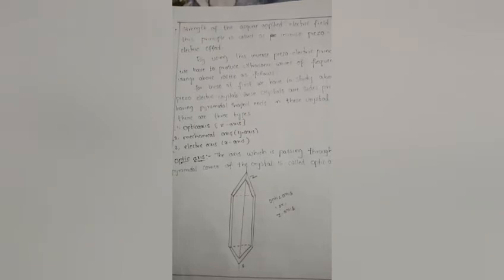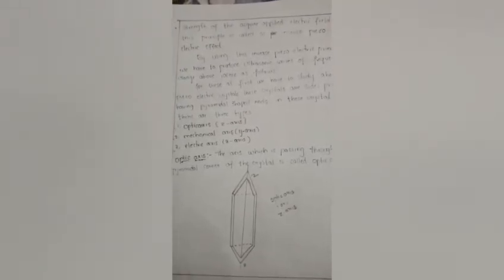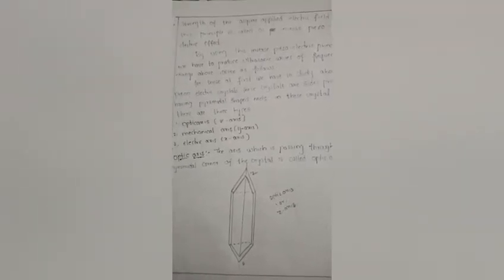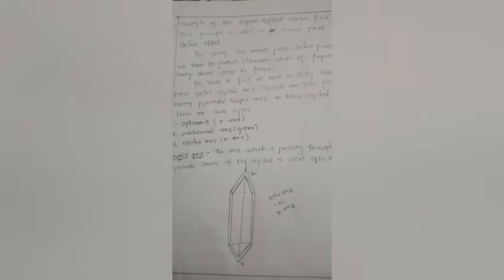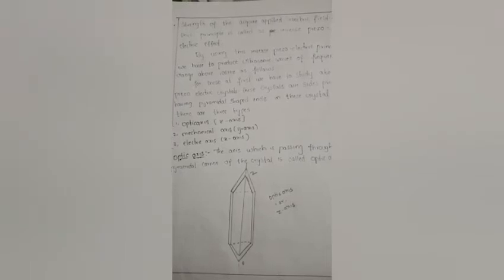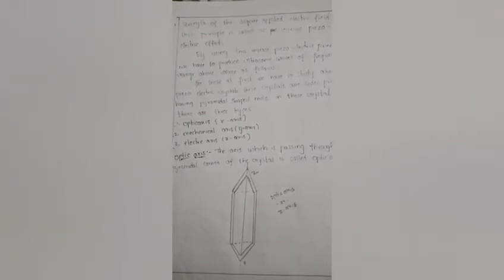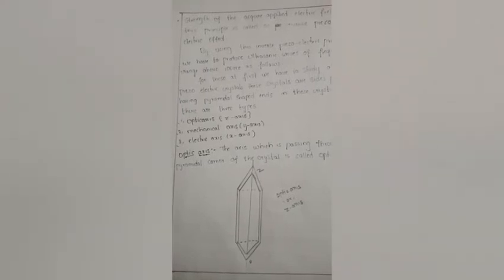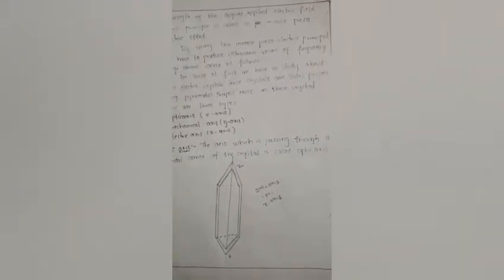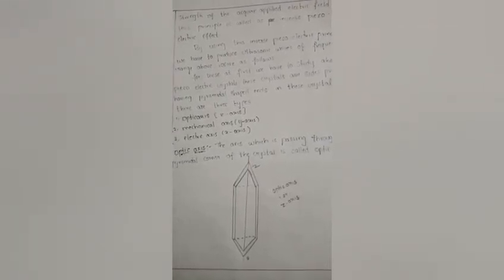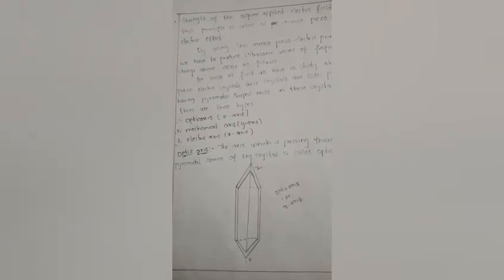For this, at first we have to study piezoelectric crystals. These crystals are six-sided prisms having pyramidal shaped ends. In these crystals, there are three types of axes: optic axis, mechanical axis, and electric axis. Optic axis: the axis which passes through the pyramidal corners of the crystal is called the optic axis. We can see here the diagram of the optic axis. The optic axis is the z-axis.